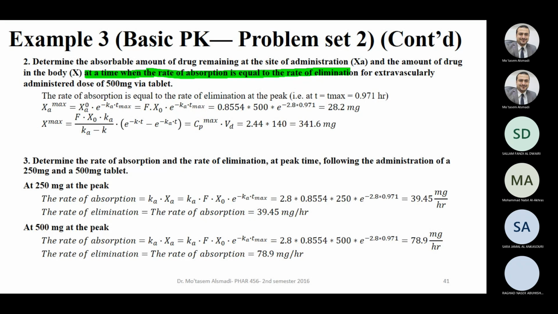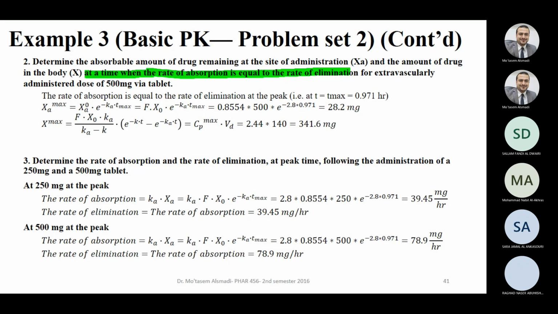So the absorption rate is equal to Ka multiplied with XA at T equal to T max. That's Ka multiplied with F multiplied with the dose multiplied with e to the power minus Ka times T max. Okay? This is the absorption rate. So the absorption rate constant is 2.8, the F is equal to 0.8554, the dose is 250 milligrams, and multiply with e to the power minus Ka times T max, right? You plug in the values and you'll get an absorption rate equal to 39.45. What's the elimination rate? It's also equal to 39.45. This is at a dose of 250 milligrams.